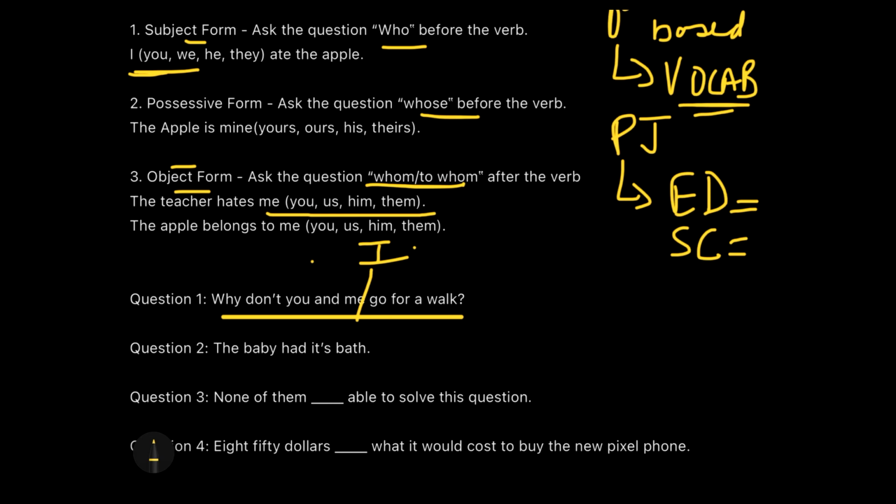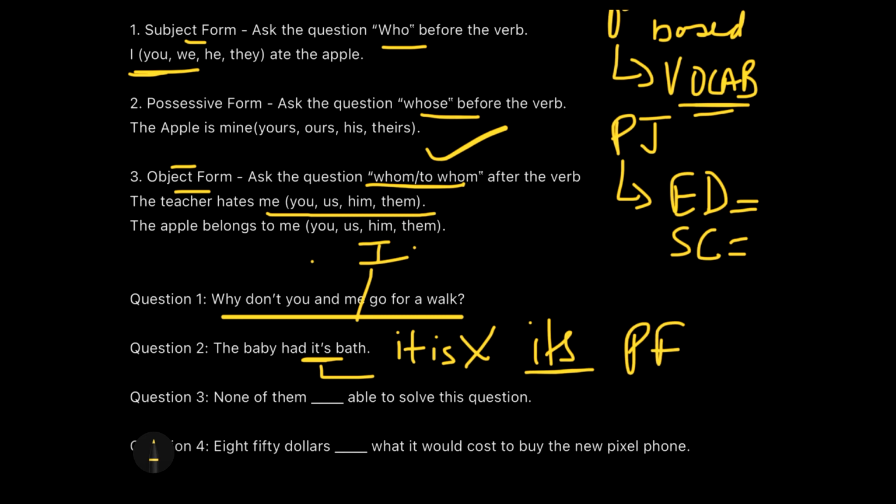So the baby had its bath. The problem is in its. The general problem is that it's, which is written over here, actually means it is. It's a short form of writing it is. But if I write it here like this, the baby had it is bath, then it is wrong. So the correct form will be its. Its will be going in possessive form. Its bath. So this is the possessive form of the pronoun.